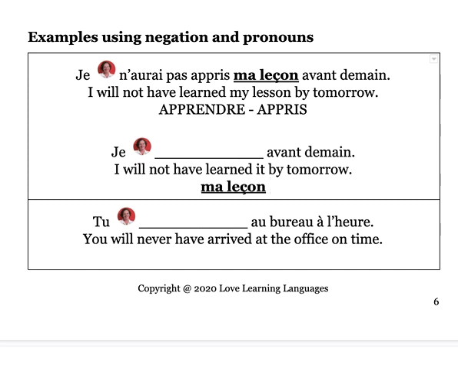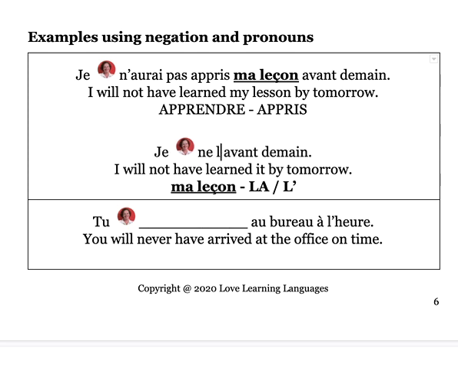So since ma leçon is feminine, what is your direct object pronoun? La. Okay? In this case, it's going to turn into l apostrophe, right? Because it's going to come before a vowel. Remember, we need to keep it negative. Je ne l'aurai pas apprise. Did you remember to put the E on there? Je ne l'aurai pas apprise avant demain.